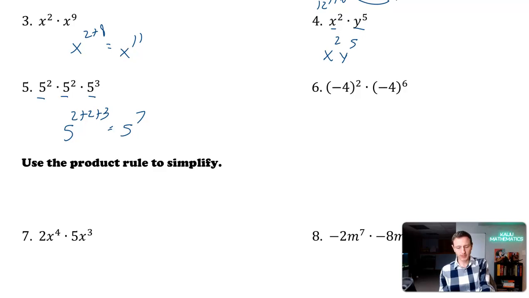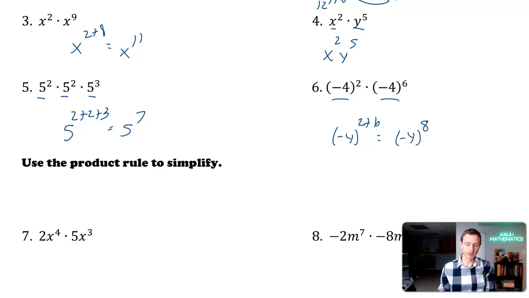Be careful with number 6. We have the base of -4 and -4, and they're both being multiplied. And we have some exponents, so this is going to become -4 to the 2 plus 6, which is -4 to the 8th. So -4 to the 8th power.